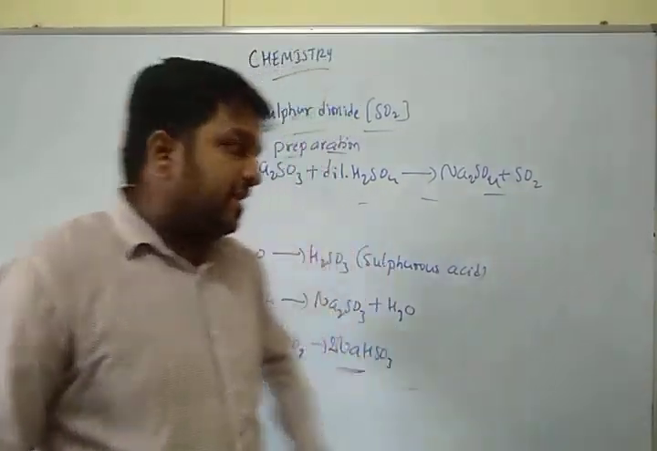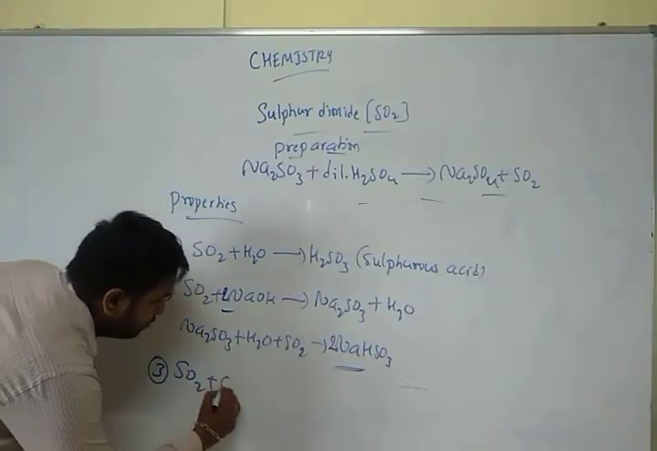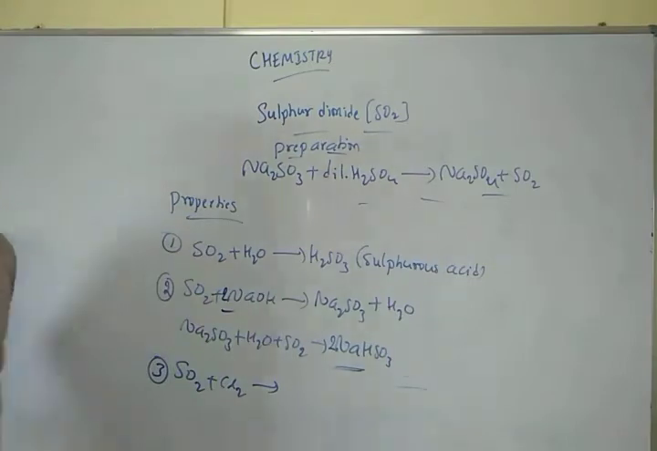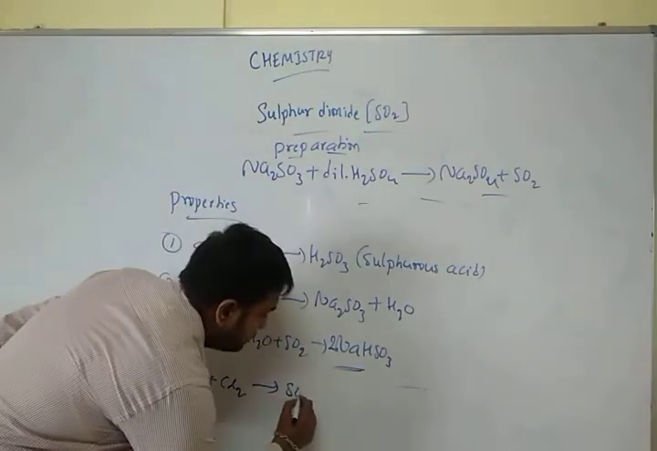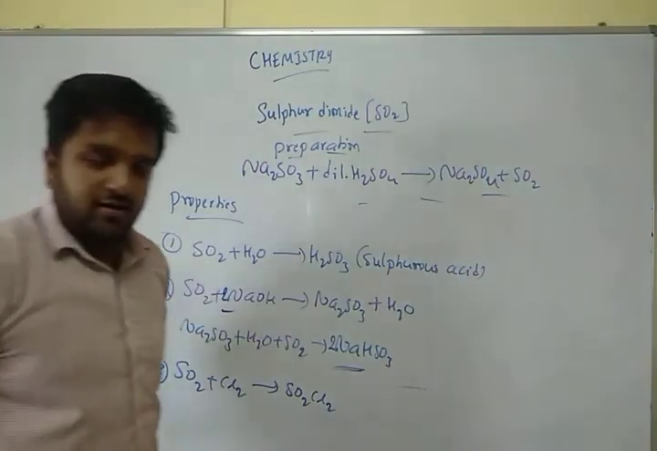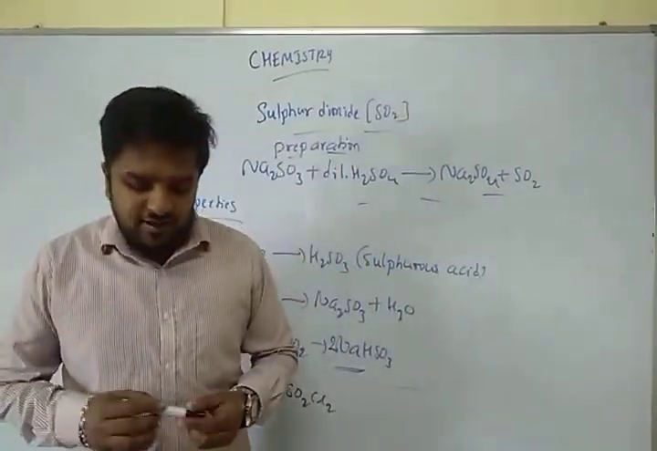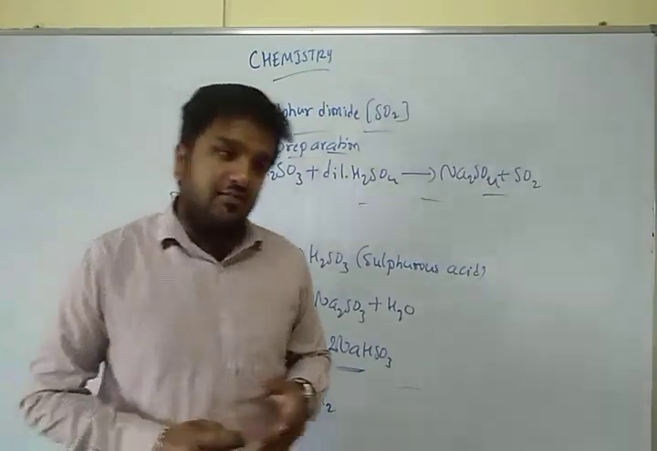When we look at the reaction of SO2 with chlorine, it forms SO2Cl2, that is sulfuryl chloride. Clear? So these are the chemical properties of sulfur dioxide, and we have a test.